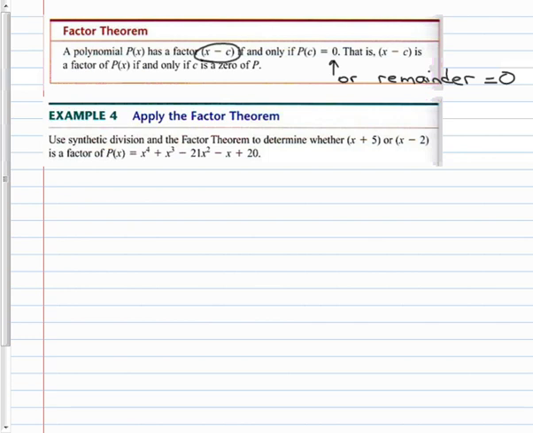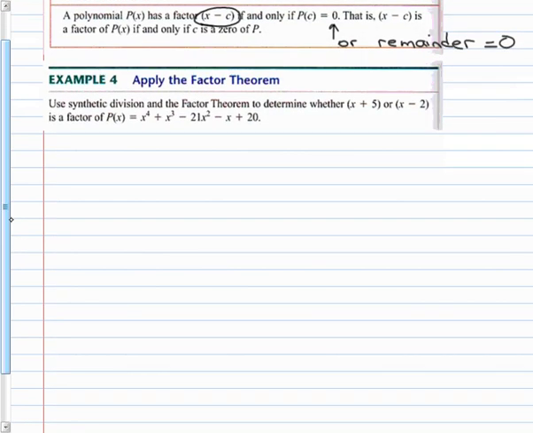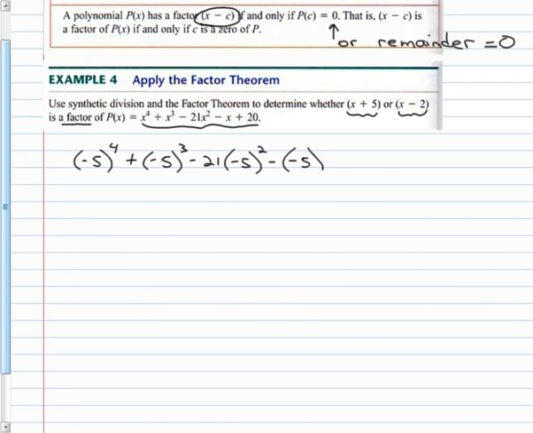Use synthetic division and this factor theorem to determine whether x plus 5, x minus 2 happen to be factors of this polynomial. Well, we're going to use synthetic, they said use the factor theorem. Factor theorem really says we're substituting. So let's take a -5. I'm just contemplating whether I really want to do it that way. Let's take a -5 and let's substitute it in here. -5 to the 4th, and you're going to probably want your calculators. -5 cubed minus 21 times -5 squared minus a -5 plus 20.